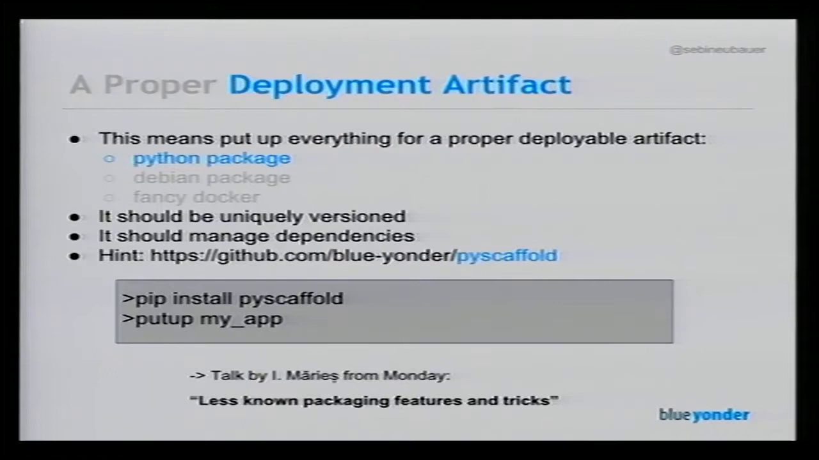Some constraints: it should be uniquely versioned, so that if you know that number, you know that's a revision in Git. It should somehow manage the dependencies, so what do we expect our environment to be?